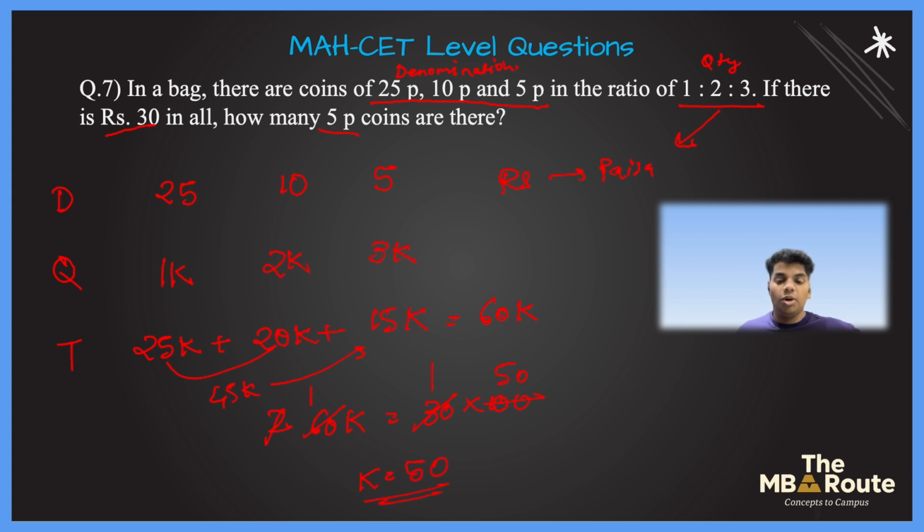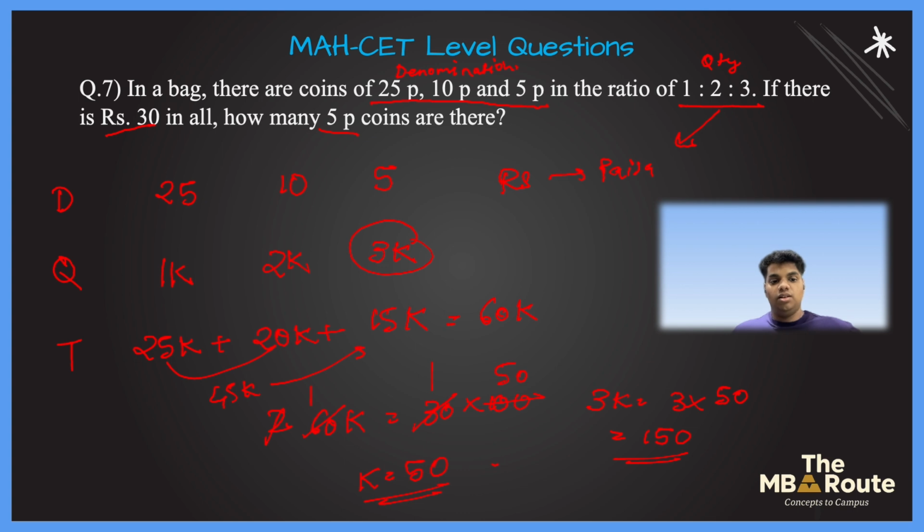That is the common multiplier. Sorry, this is not in paisa, this is the quantity here. Okay, this is the quantity. My bad. So how many 5 paisa coins are there? So 5 paisa coins are 3K. So 3K is equal to 3 into 50, which would be 150.